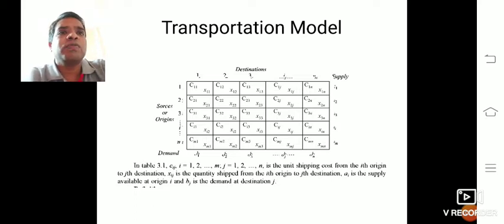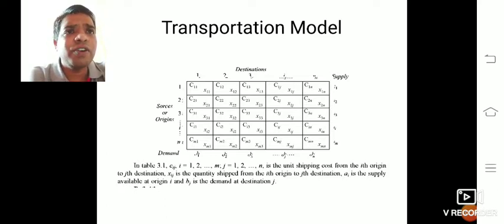Now, C11, C12, C13, all these C terms you can call transportation costs. That means C11 is the unit shipping cost from the first source to the first destination. C12 is the unit shipping cost from the first source to the second destination. C13 is the unit shipping cost from the first source to the third destination. All C terms you can call transportation costs.